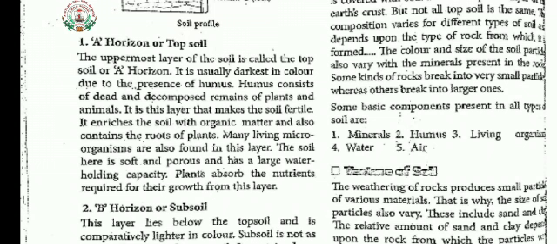So what is it? The topsoil is the uppermost layer of soil. It is known as horizon A. It is usually dark in color due to the presence of humus. And what is humus? Humus is the dead and decomposed remains of plants and animals. This layer makes the soil fertile in nature.